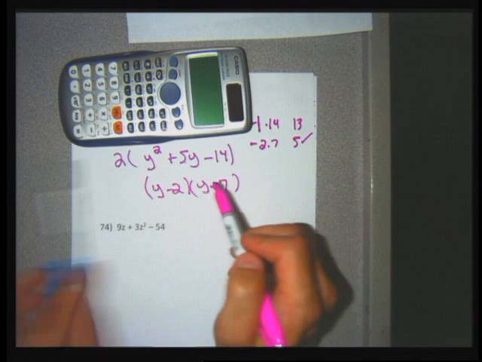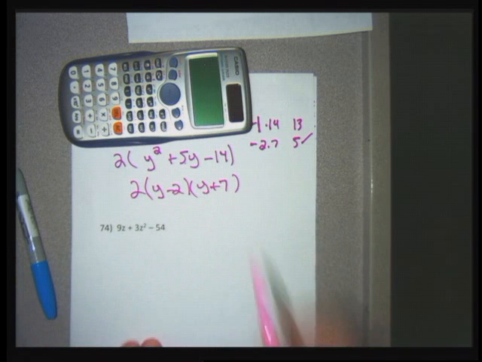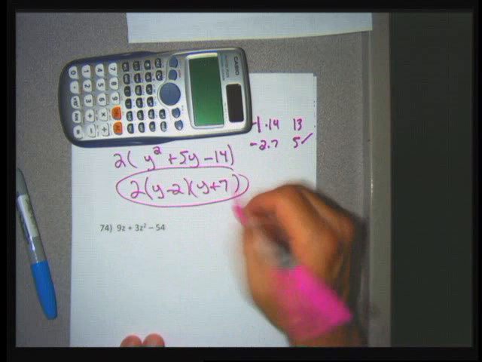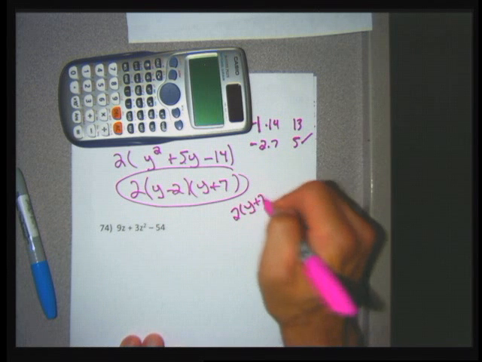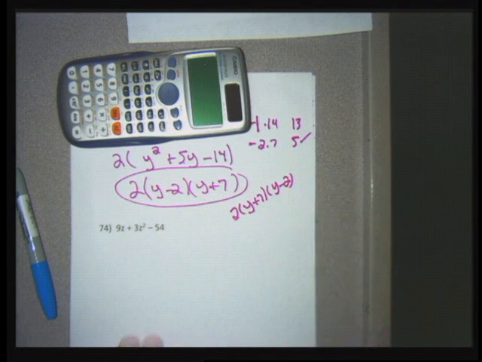I can't drop the common factor. I'm just going to include it in my answer. This would be an okay answer. Similarly, you could write 2 times y plus 7 times y minus 2.